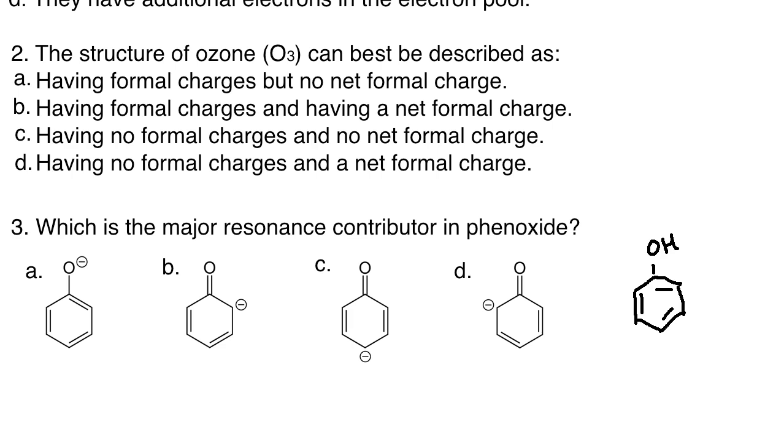The first structure, if you actually remove the proton, you can see is option A there. So the proton's gone, there's a negative charge on the oxygen. And then look at those structures. Which would be the major resonance contributor in phenoxide? I'm telling you that there is a major resonance contributor. You have to determine what it would be here.